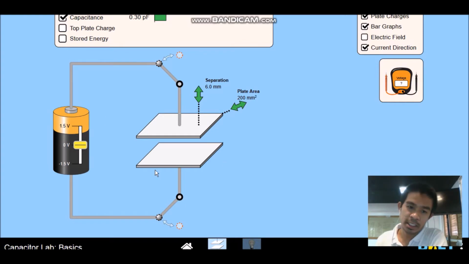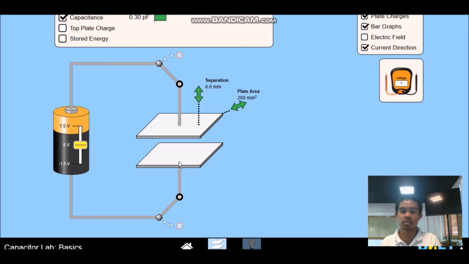So initially, these two plates are neutral. It means the number of protons present in one plate is also the number of electrons present in the same plate. So if this plate has 10 electrons, then it must also have 10 protons. To be neutral, the number of protons will be equal to the number of electrons. As well as this plate, it is also neutral, so the number of protons there is also the number of electrons present in this plate.